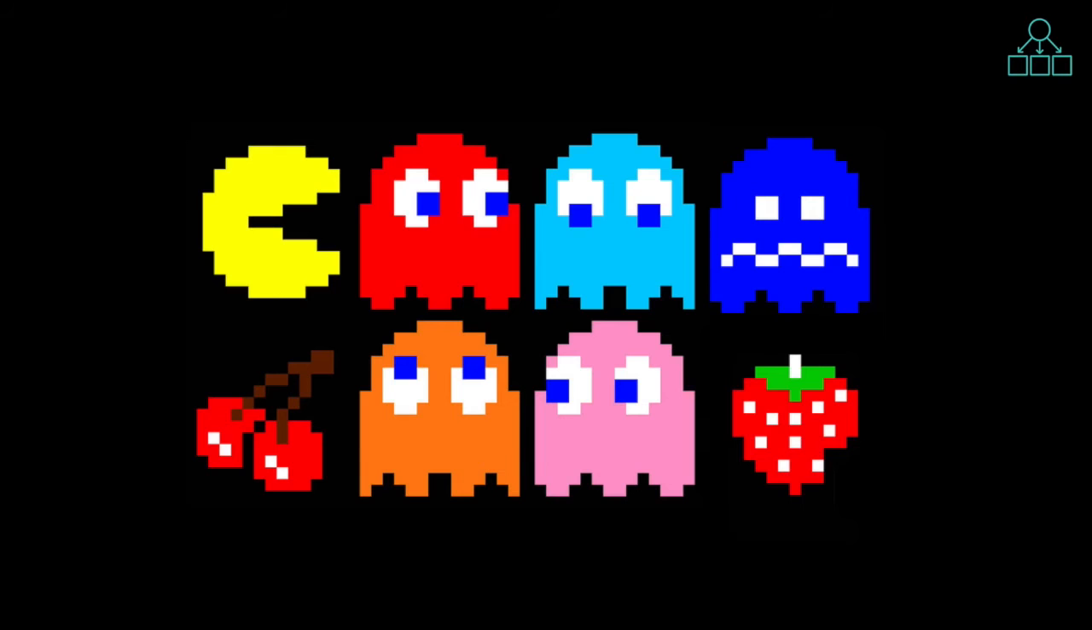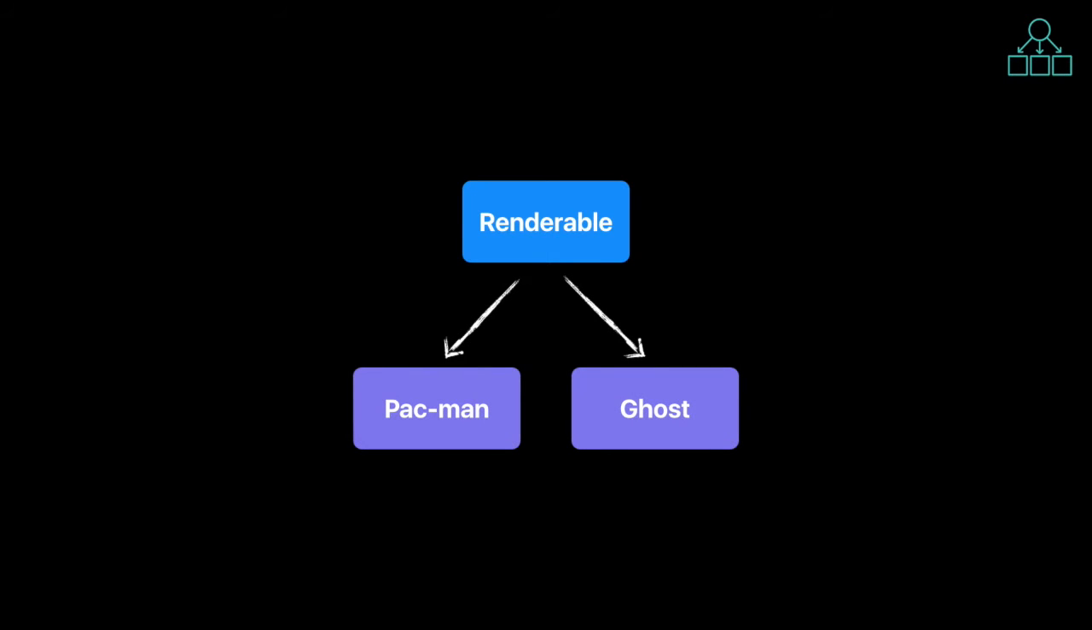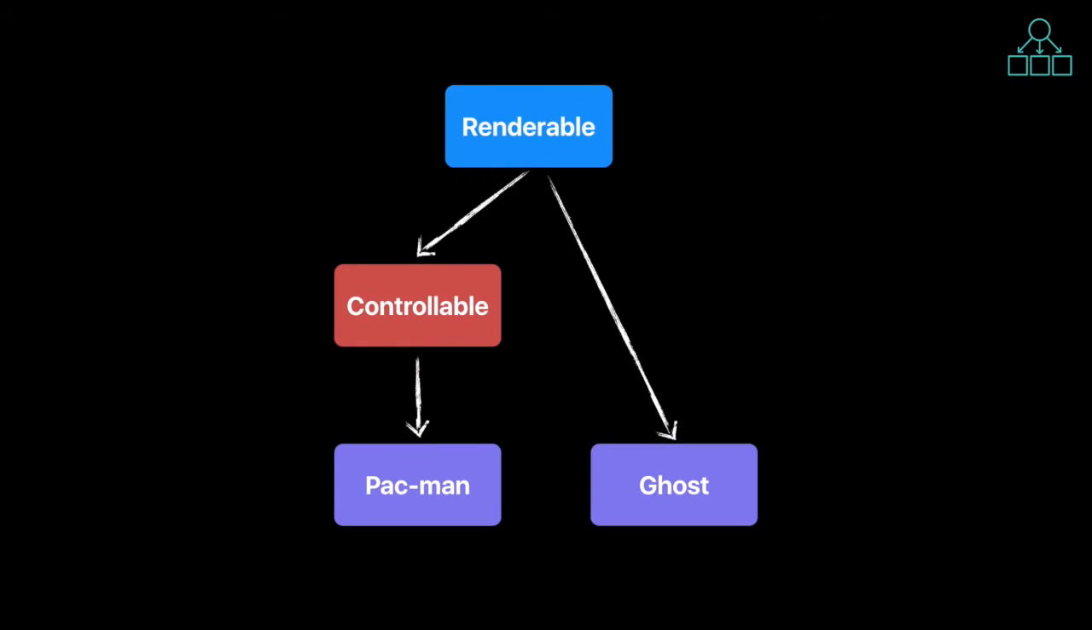So the first goal that I'm trying to achieve is to get something to display on the screen. So naturally, I have a base class, say, called Renderable. And I have two direct subclasses of Renderable, Pac-Man and Ghost. Once I'm happy with my class structure, I remember that I need to control Pac-Man, right? So I have some code that makes Pac-Man controllable, and I decide to make Controllable a subclass of Renderable. So Pac-Man is now a subclass of Controllable, and Ghost is a direct subclass of Renderable because Ghost doesn't need to be controllable by the player.